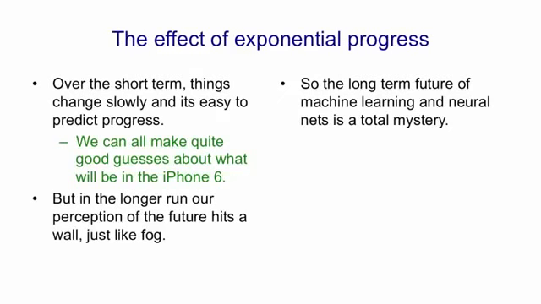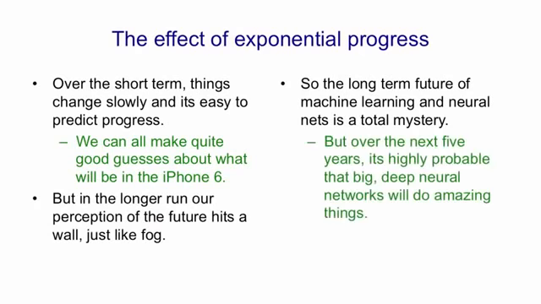There's just no way to predict it from what we know now, because we're going to get exponential progress. In the short run, however, in a period of, say, 3 to 10 years, we can predict it fairly well, and it seems obvious to me that over the next 5 years or so, big deep neural networks are going to do amazing things.